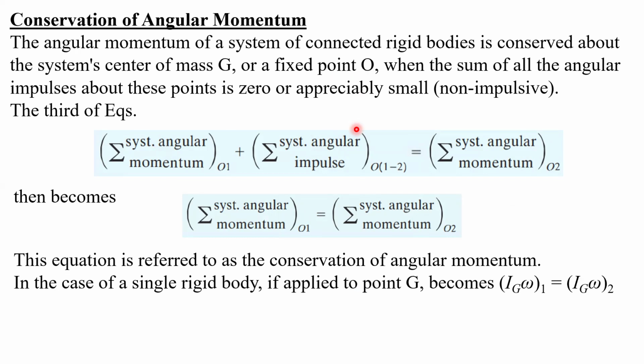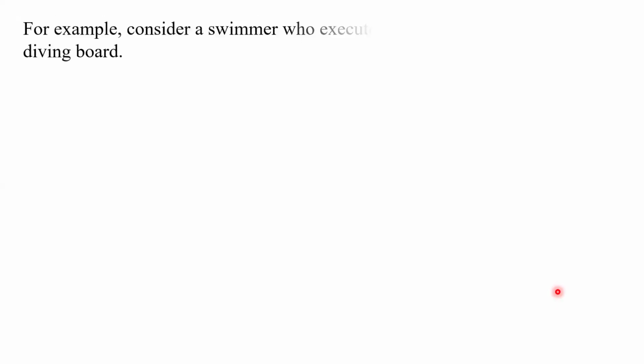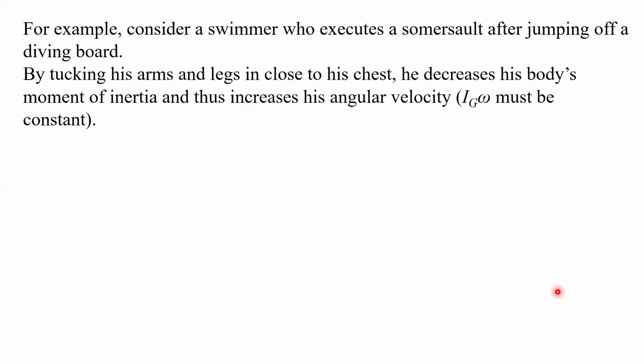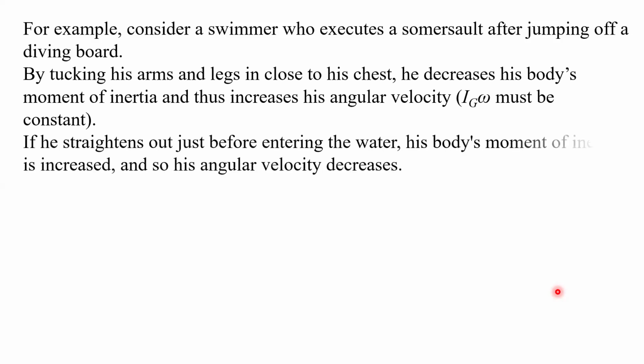In the case of a single rigid body, if applied to point G, it becomes Ig omega 1 is equal to Ig omega 2. For example, consider a swimmer who executes a somersault after jumping off a diving board. By tucking his arms and legs in close to his chest, he decreases his body's moment of inertia and thus increases his angular velocity. Ig omega must be constant. If he straightens out just before entering the water, his body's moment of inertia is increased, and so his angular velocity decreases.